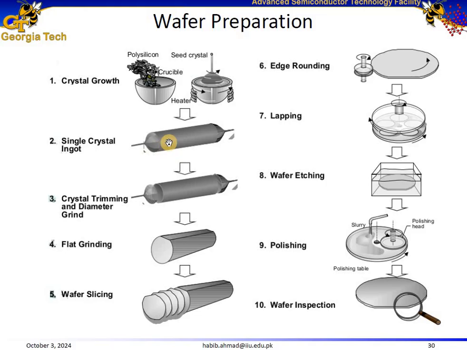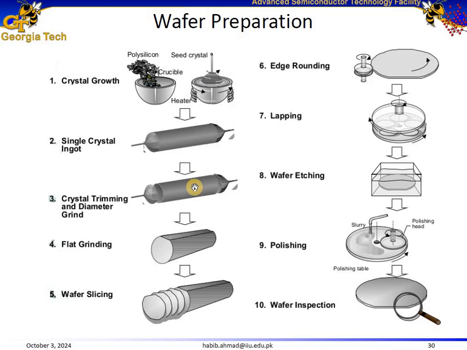Then we have the single crystal ingot. After the single crystal growth, we have a long cylindrical ingot. This ingot must have a uniform diameter and it should have a crystalline orientation throughout. The ingot will be further processed to create thin flat wafers that will serve as the substrates for microchips and integrated circuits and other kind of devices.